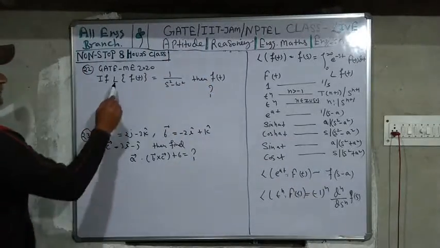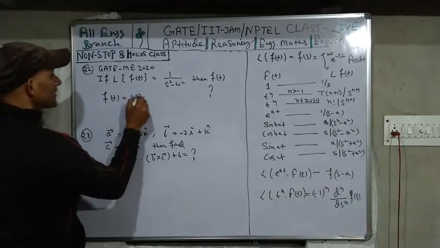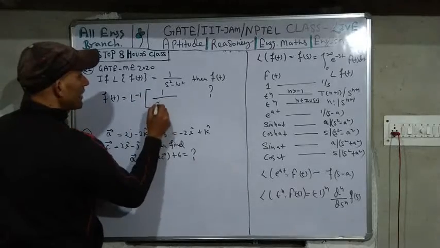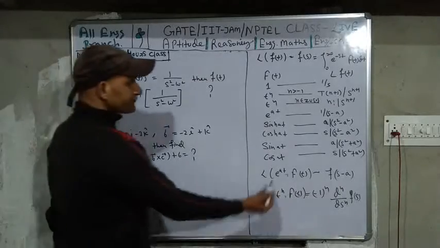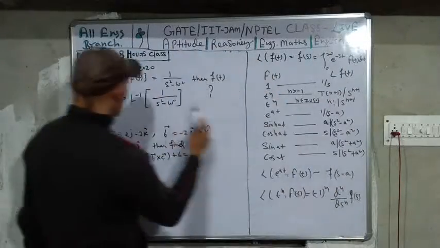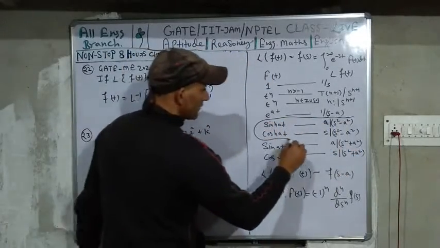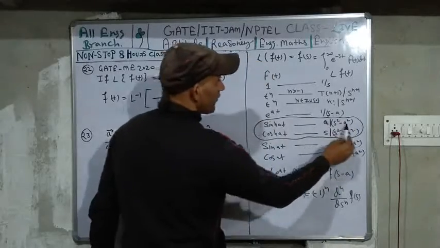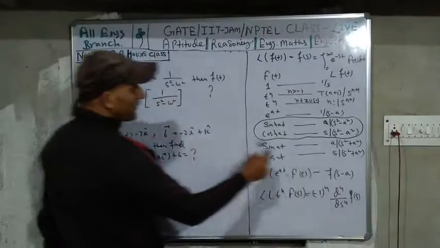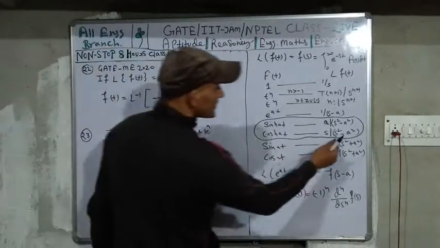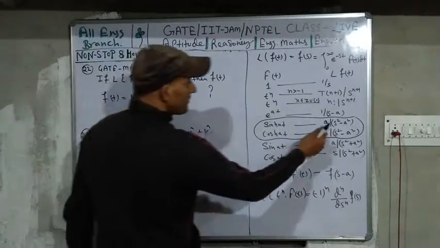Now this question they have asked means that you have to find f(t) is equal to Laplace inverse of 1 upon s square minus omega square. You have to find this. Now come here and check which one is your formula. Minus means you are in hyperbolic: a upon s square minus a square, and s upon s square minus a square. Here, s square minus omega square, where omega is the constant, is like s square minus a square. So maybe this is the one.